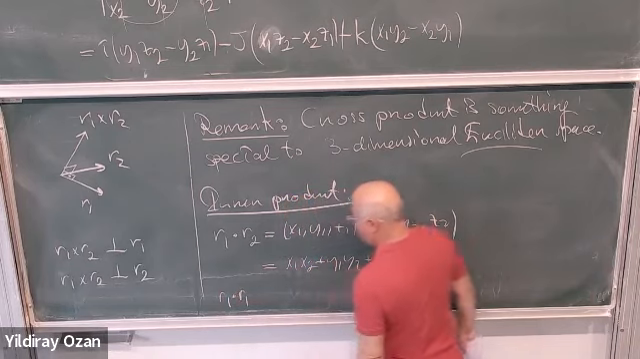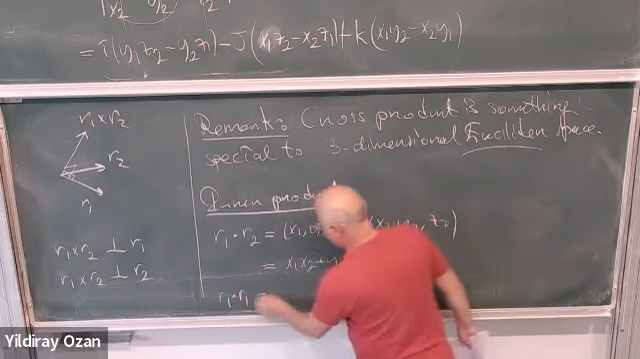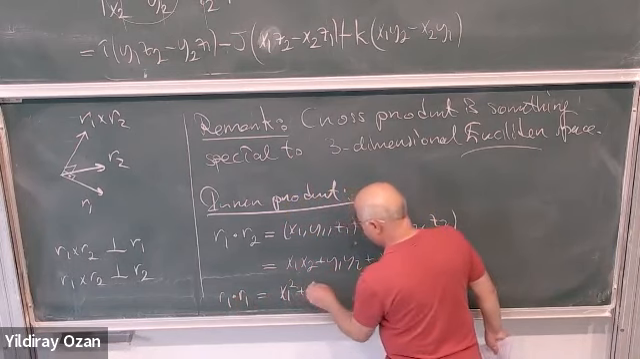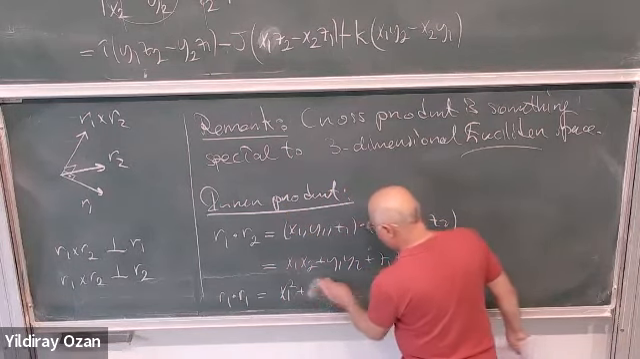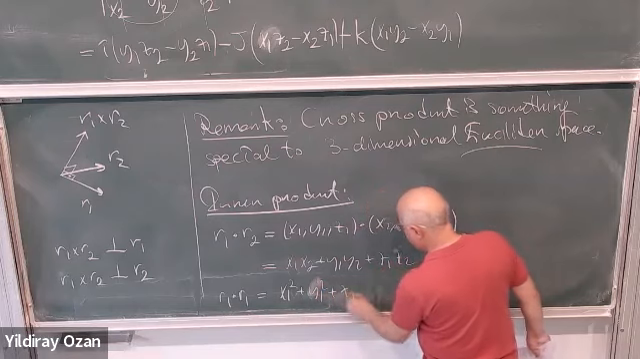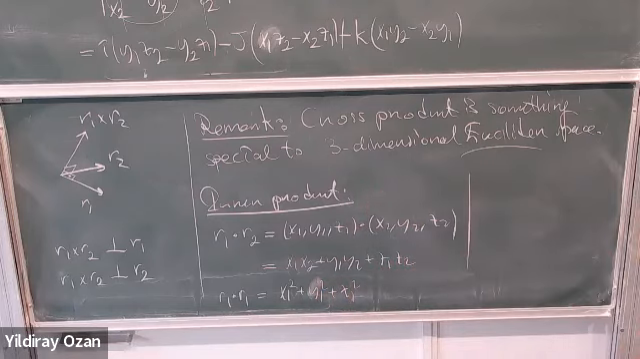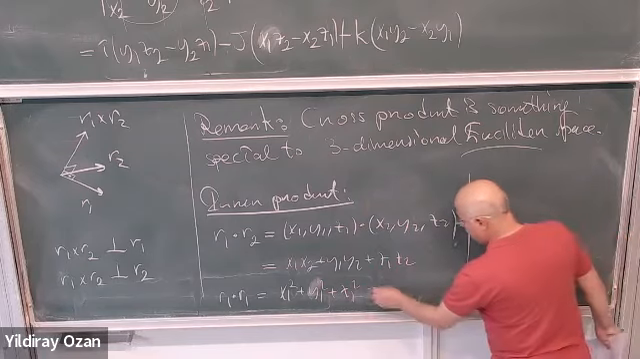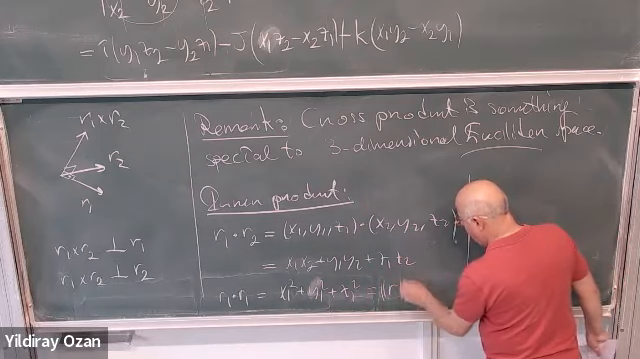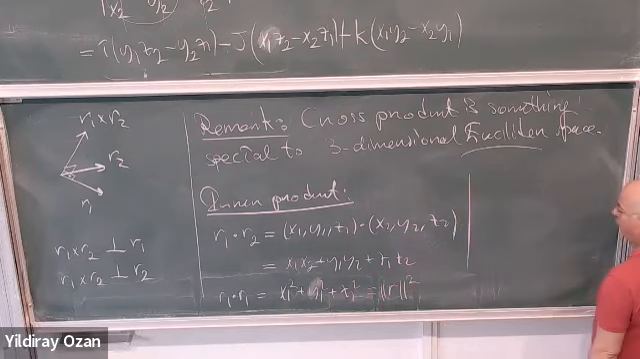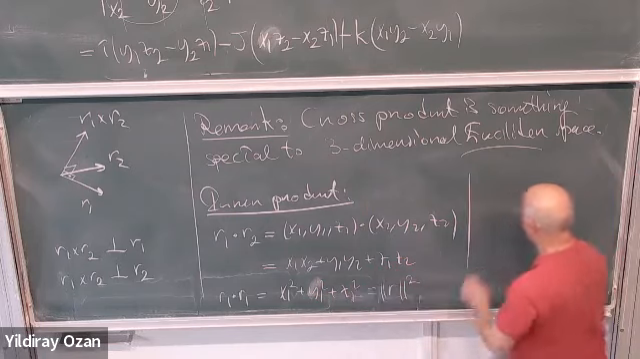And in particular, R1 dot product with R1 is x1 squared plus y1 squared plus z1 squared. And of course, this is nothing but the length of R squared. The length of R is just the square root of this.